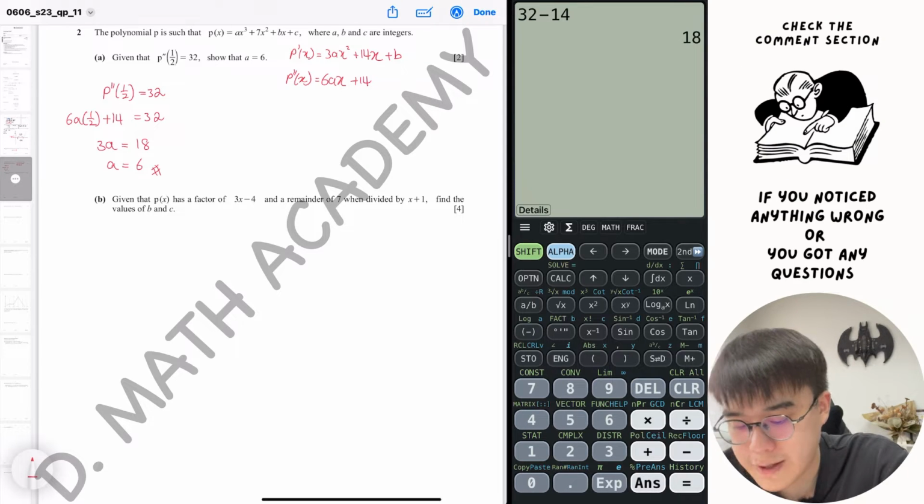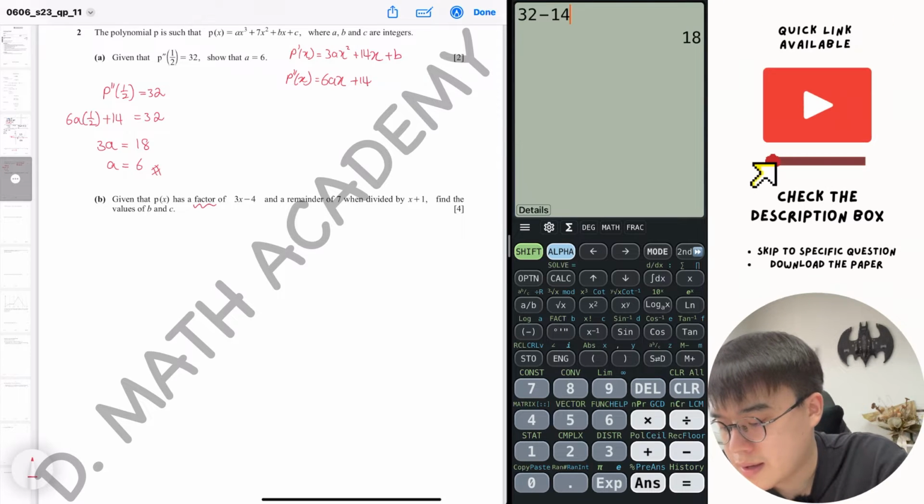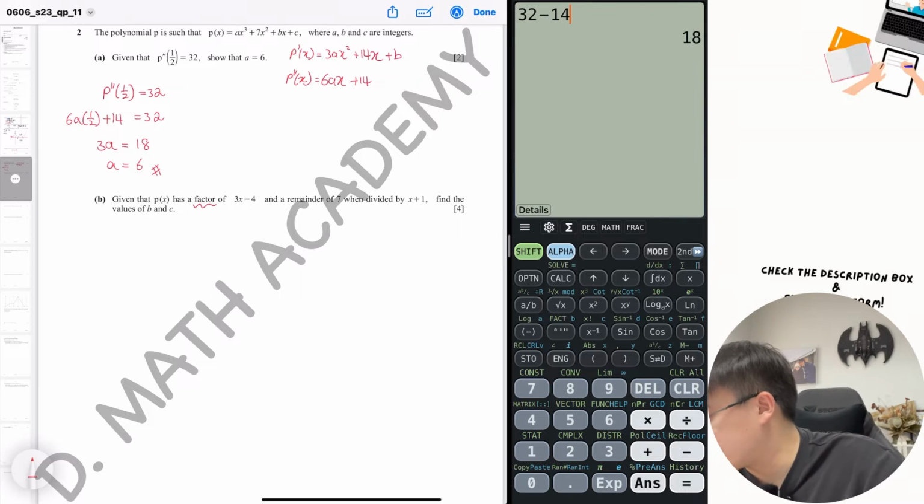Moving on to part B, there's a keyword called factor, and a remainder of 7 when divided by a different set of values now.